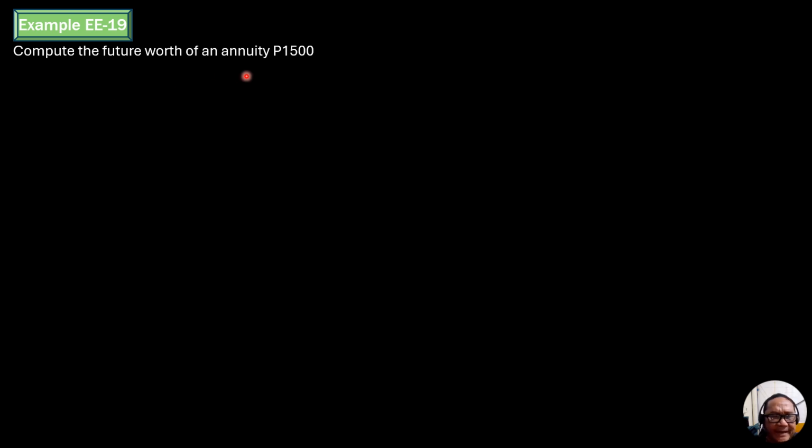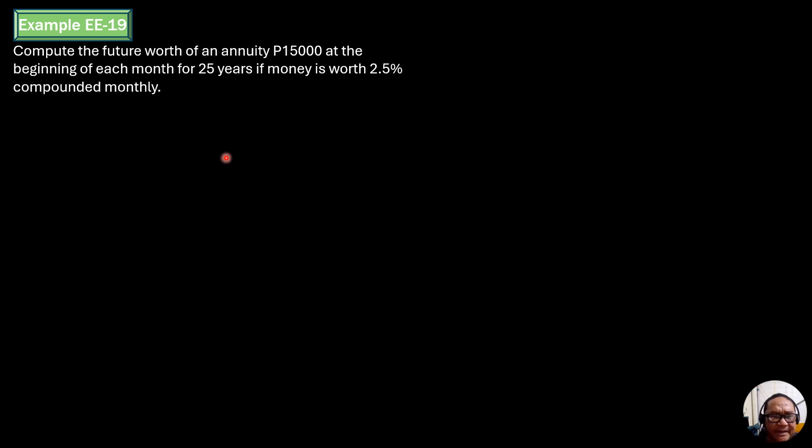So let's have examples on annuity. Compute the future worth of an annuity of 15,000 pesos at the beginning of each month for 25 years if money is worth 2.5% compounded monthly. So it matches. Payment is made at the beginning of each month, and the rate is 2.5% compounded monthly. So in this case, i, which is nr over m, is 0.025 divided by 12.